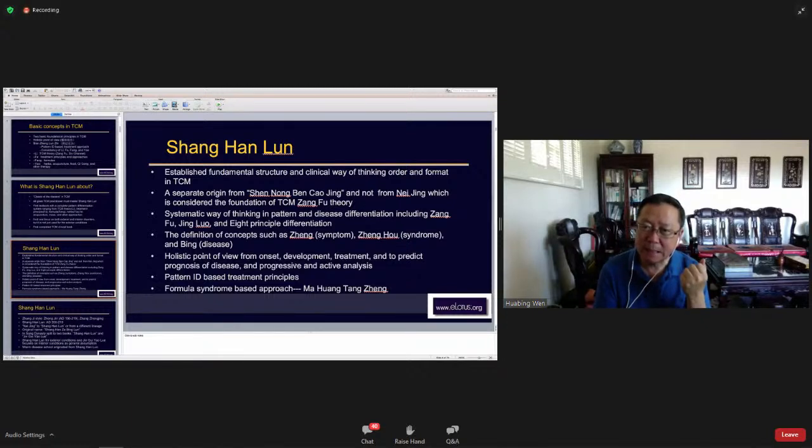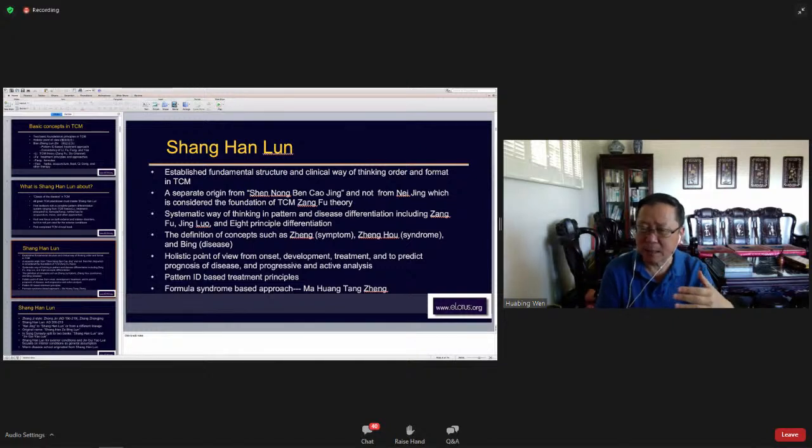Here is a little bit controversial, even in the TCM world: where is Shang Han Lun from? For a long time in history, they tried to establish the consensus that Shang Han Lun is based on Nei Jing, the Yellow Emperor's book. But when you compare those two classics, they have more differences than similarities. That's why currently not everybody agrees. I strongly believe Shang Han Lun is from a different lineage compared to Nei Jing. The Shang Han Lun lineage is from Shen Nong Ben Cao Jing, the first herb book in TCM.